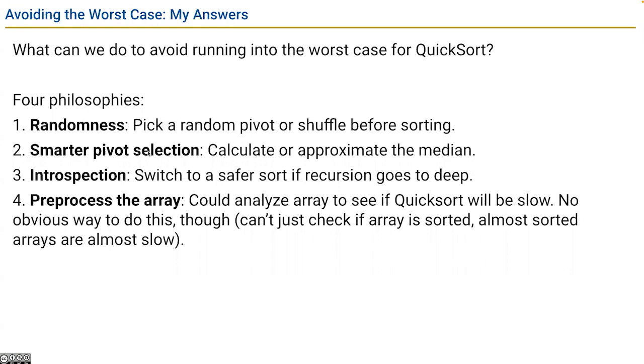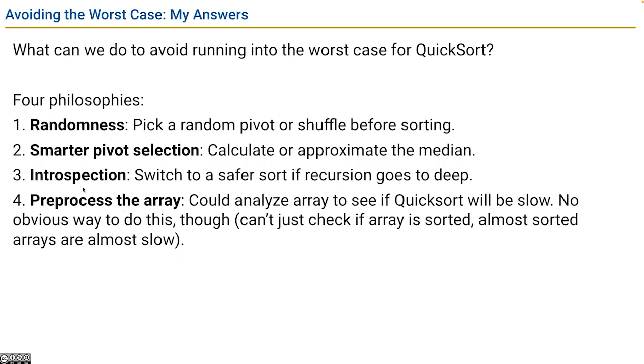Another approach would be smarter pivot selection. Someone else recommended this as well. Instead of just always taking the leftmost item, pick something else. Third is introspection, which is the sort watching its own recursion depth. And if it realizes it's gone really deep, it realizes, this is a worst case input, and then you switch sorts. You could do that.